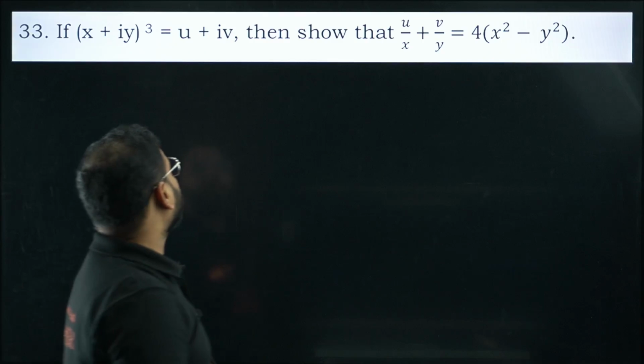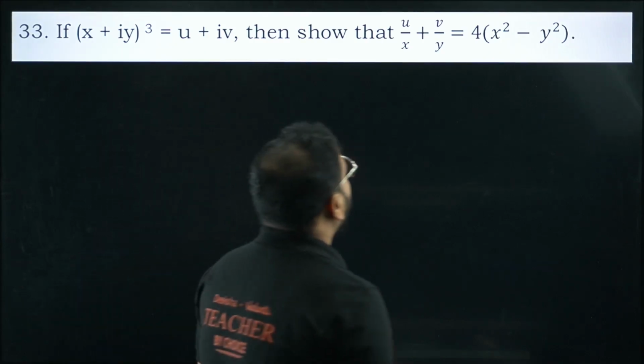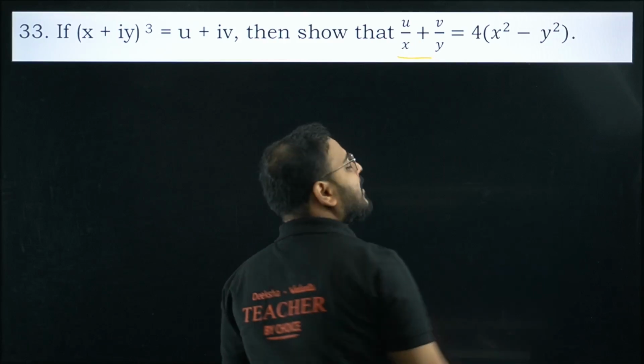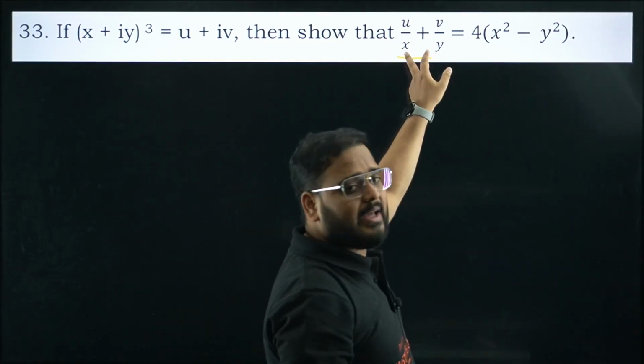X plus i, the whole cube, equals u plus iv. Then prove that this condition is true. From here we can prove this part. Let's do one thing. For that we have to find the values of u and v, then only we can divide that by x and y.